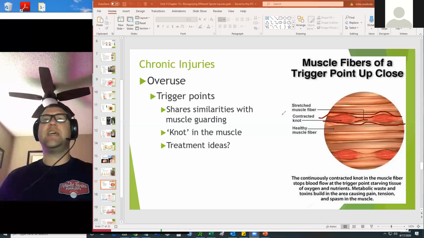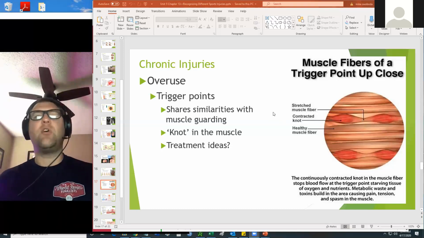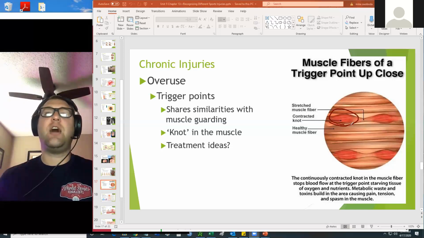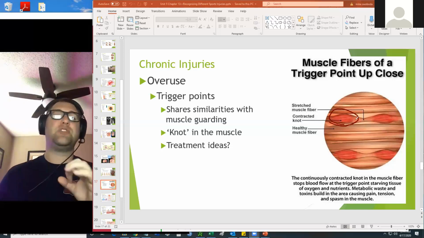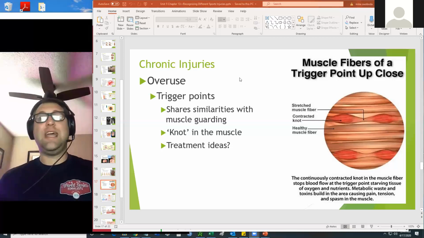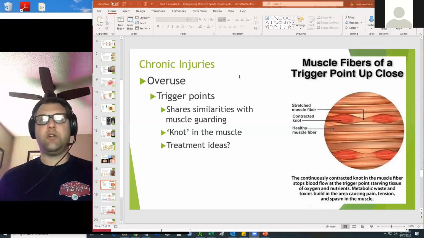Now, knots aren't going to kill you, but at the same time, anyone that's ever had one knows that they don't feel well. And the reason why is this knot here is actually a permanent muscle contraction. So that's a big problem. And again, going back to the cramp example, if you get a cramp, it doesn't feel good. If you have a continuous muscle contraction, it's not going to feel good.